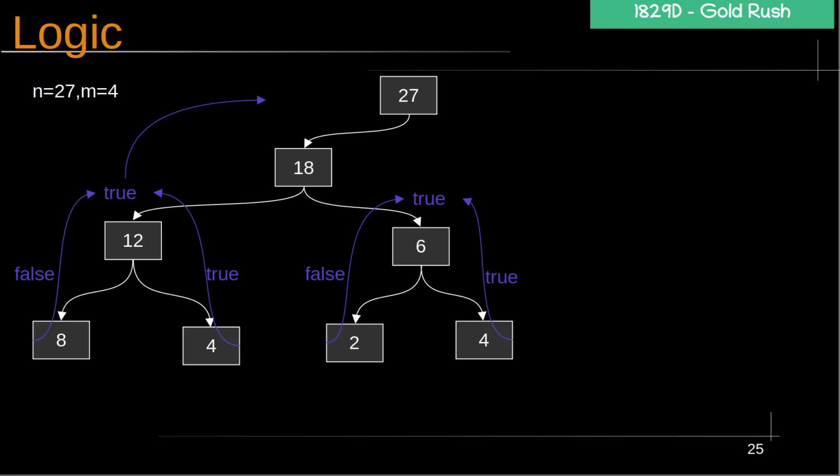And we have to return the true to the previous code. True or true is equal to true. And we backtrack to 27.